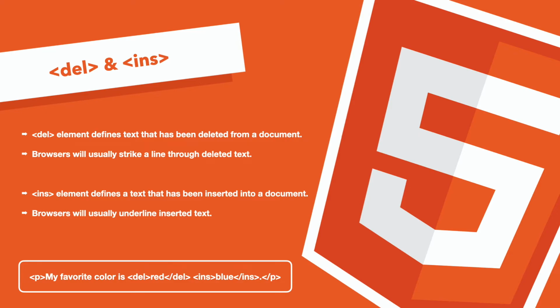Then comes the del and ins tags. The del element defines text that has been deleted from a document. Browsers will usually strike a line through the deleted text. The ins element defines text that has been inserted into a document. Browsers will usually underline inserted text.